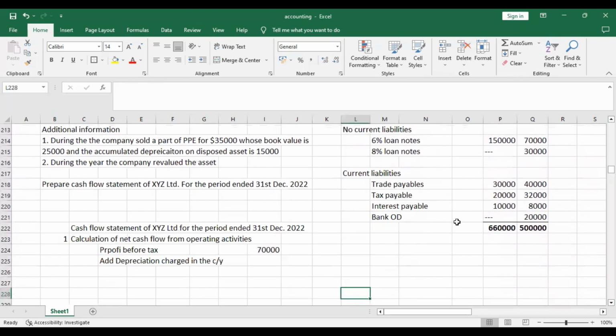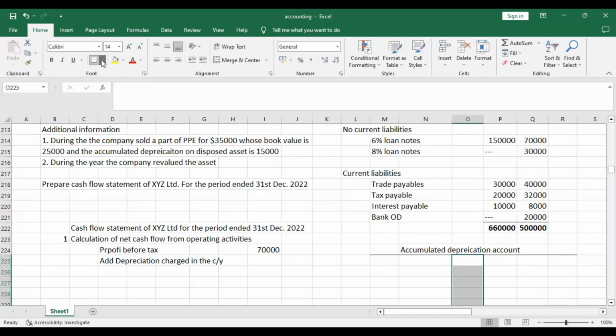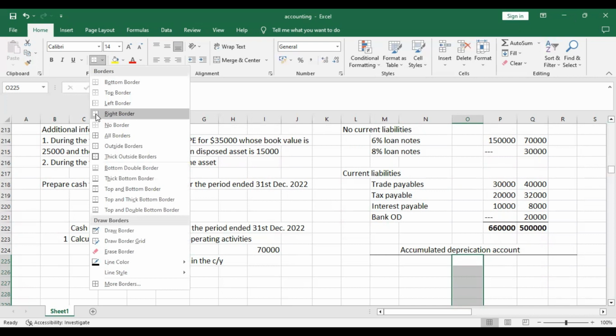Now let me go to the side of this one. Are you clear? They have given the opening balance as well as the closing balance. So prepare a simple T account. This account is called the accumulated depreciation account, or provision for depreciation account. Whatever you say, it is one and the same.